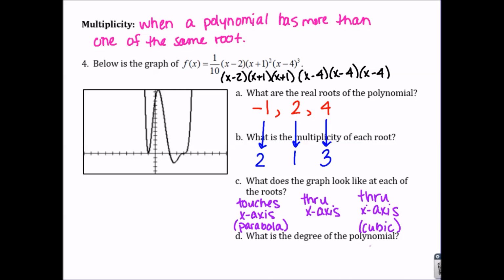The last question is, what is the degree of the polynomial? Now, we said that you figure out the degree by looking at the highest exponent, but that's only when it's written in standard form. And we don't want to have to multiply out 6 factors to try to write this in standard form. That would be horrible. The easiest way to do this is to just add the multiplicities. You add 2, 1, and 3, and you get 6.